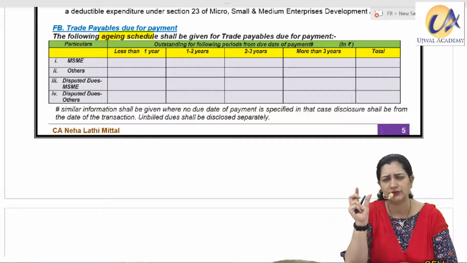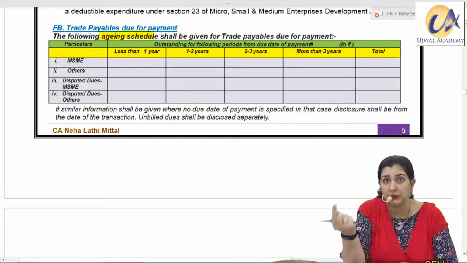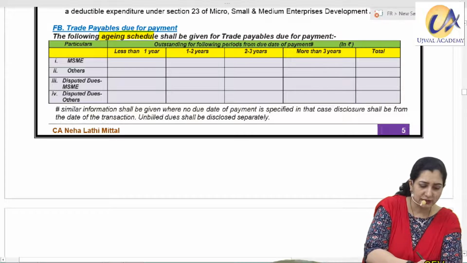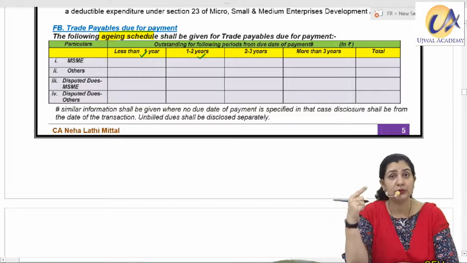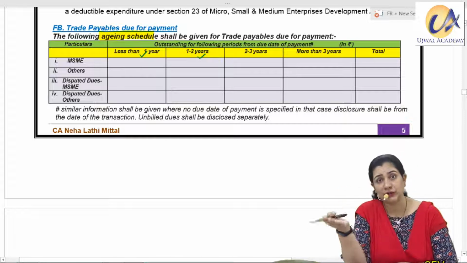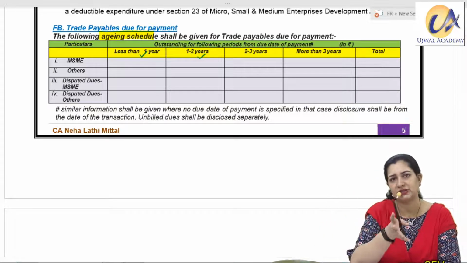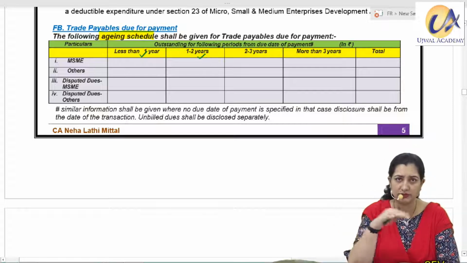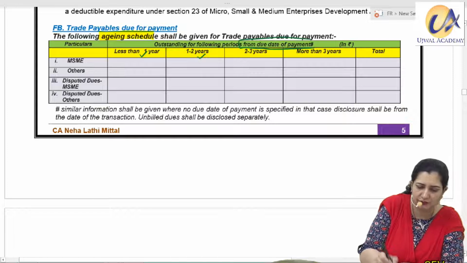So what is aging schedule? We have to give according to the age of the creditor. So how much time it has been due. Okay. So you can see the aging schedule what we have to give. Less than 1 year, how much is outstanding? 1 to 2 years. And this we have to see from the due date of payment. So once the due date has happened, after that if it is still overdue, it has not been paid, how old it is. Okay, so if the due date was, for example, 31st March 2022, and it has not been paid till, let's say, June, then it is outstanding less than 1 year, like that, after the due date. So this is what I'm trying to say, from the due date of payment.